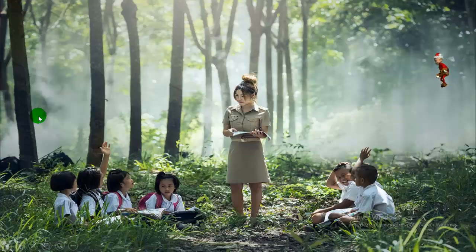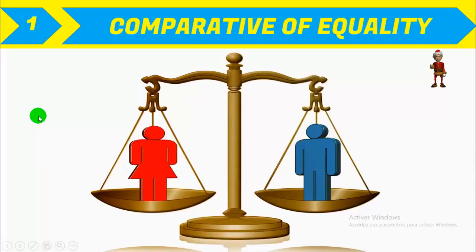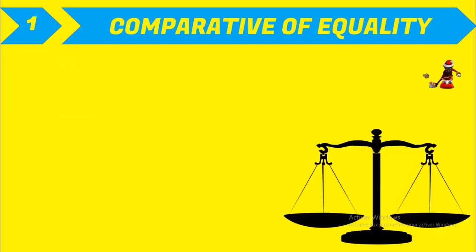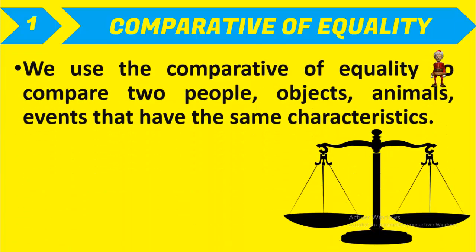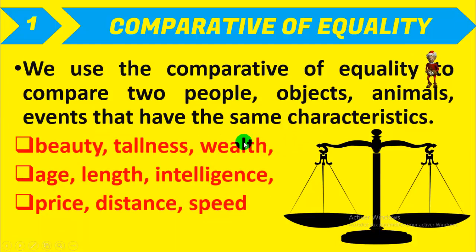Let us start with the comparative of equality. What is comparative of equality? We use the comparative of equality to compare two people, two objects, two animals, two events that have the same characteristics. It can be beauty, tallness, wealth, age, length, intelligence, price, distance, or speed.